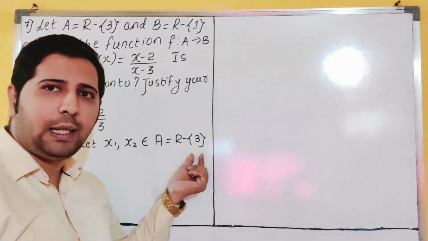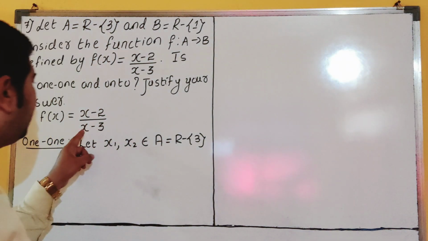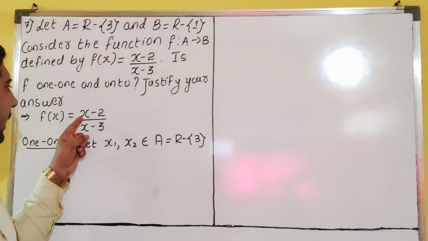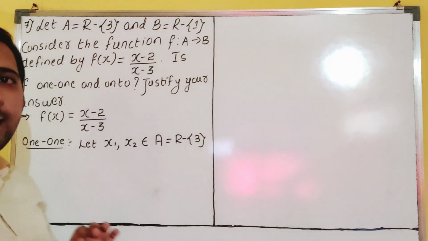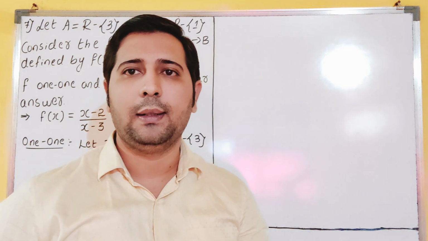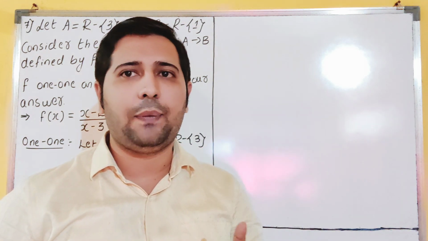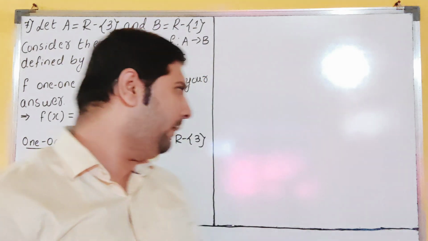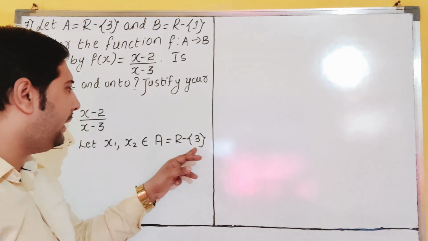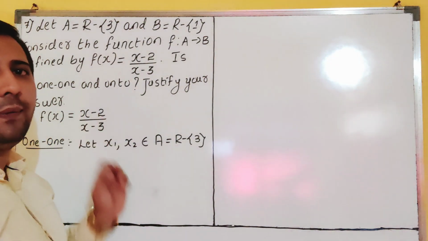Why are we writing R minus 3? If I put 3 in our function, 3 minus 2 is 1, and 3 minus 3 is 0. 1 by 0 is not defined. So that's why the function should be defined. Then only you can check whether it is one-one and onto. So at 3 the function is not defined.